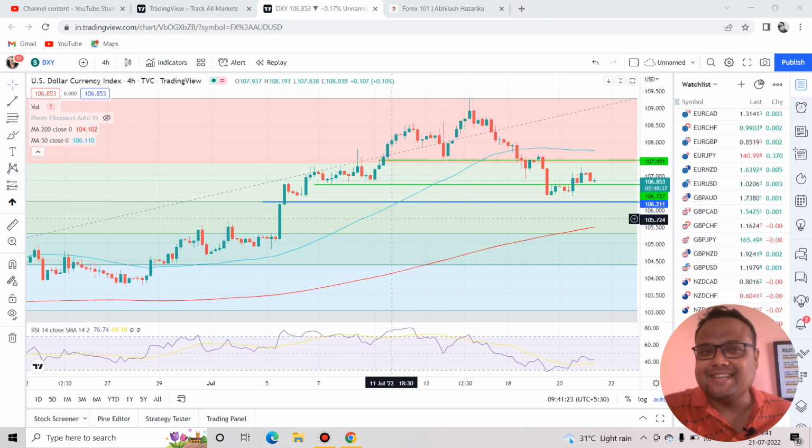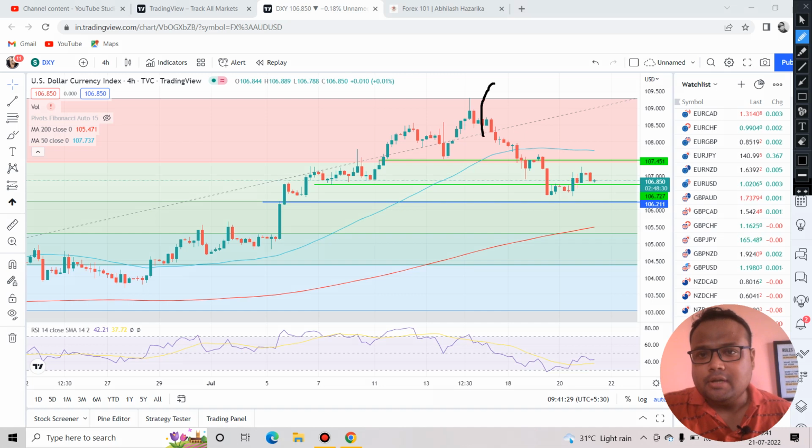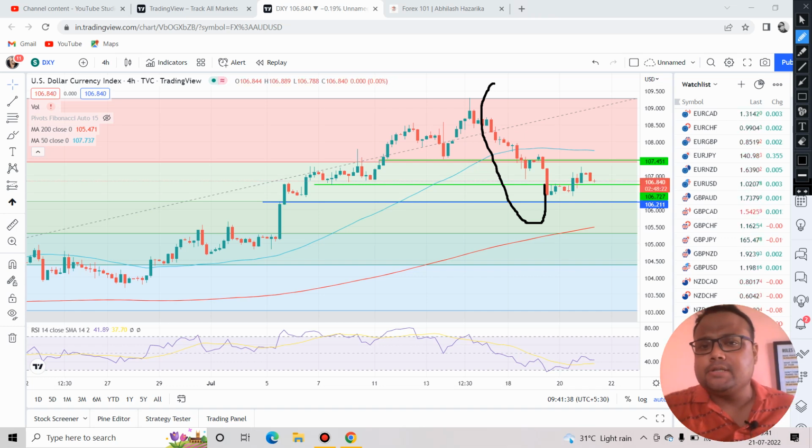So let's get started. This is a 4-hour chart of DXY, and as you can see, after this correction, the US dollar currency index is trying to recover and right now standing at 106.84. Yes, we have been expecting this recovery because overall we know very well that the dollar is very much bullish, or the dollar has been extremely bullish for the last couple of weeks. So this was just the correction, and as we can see right now, DXY is trying to recover again.